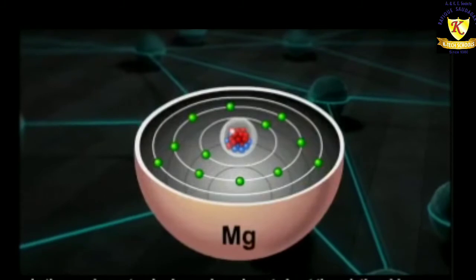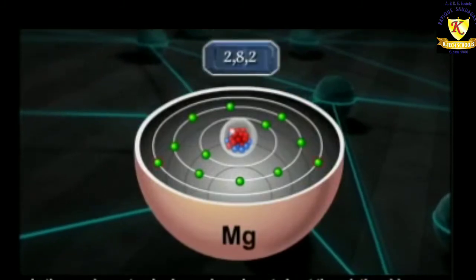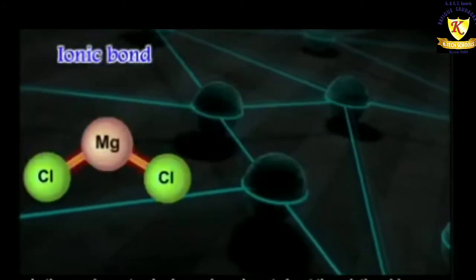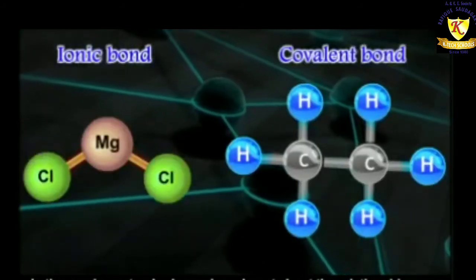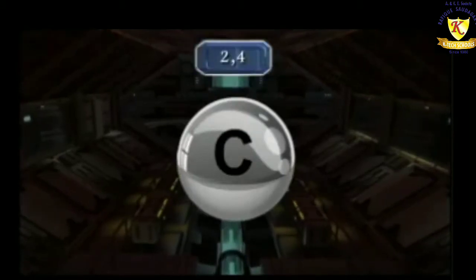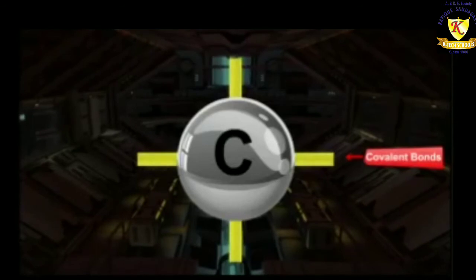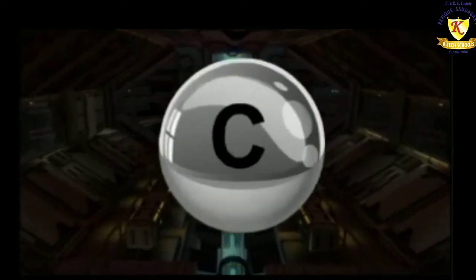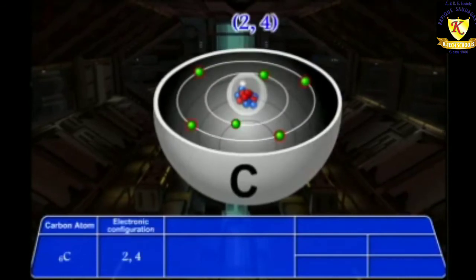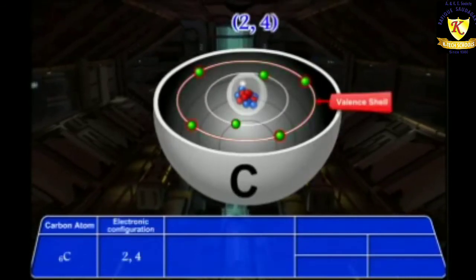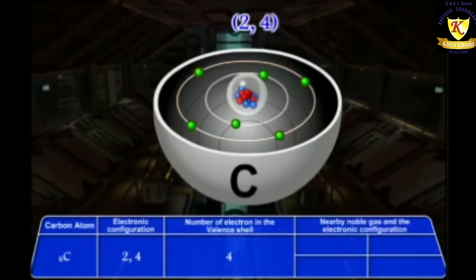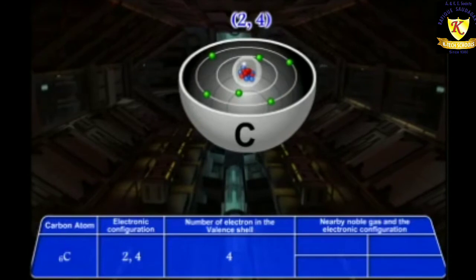In the previous standard, you have learnt about the relationship between electronic configuration and valency of an element and also about the ionic and covalent bonds. Let's look at the background of electronic configuration of carbon and the covalent bonds formed. Carbon atom C6 has electronic configuration 2, 4 and the number of electrons in its valence shell is 4.